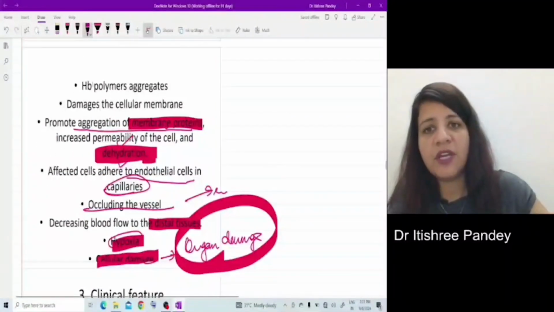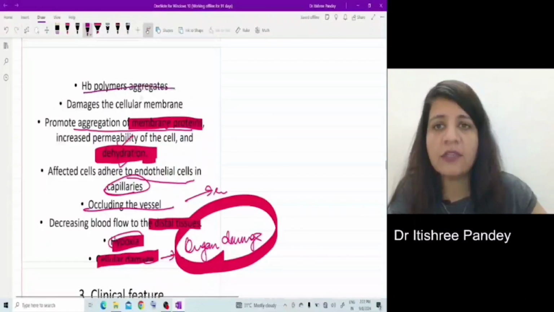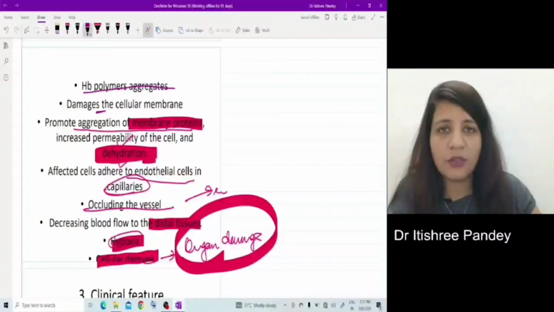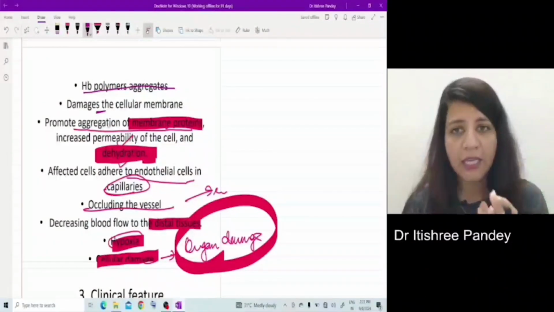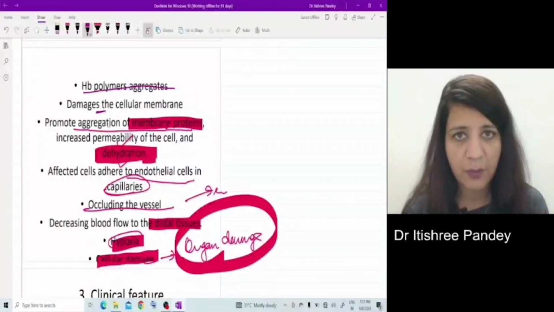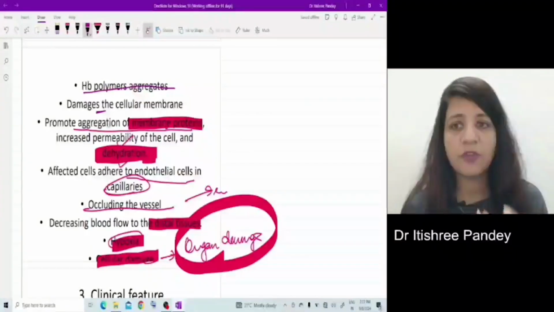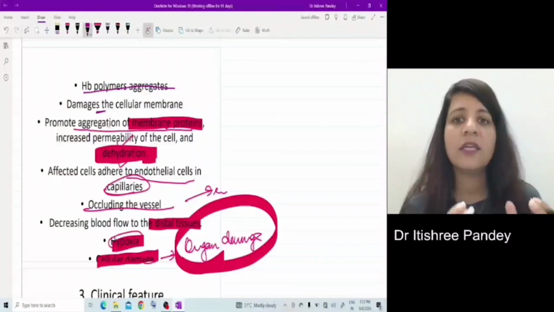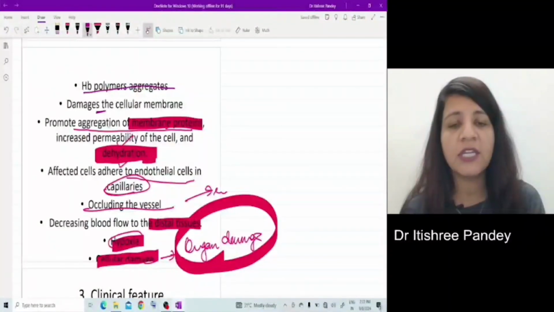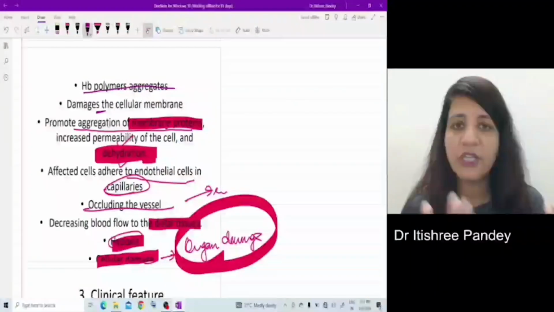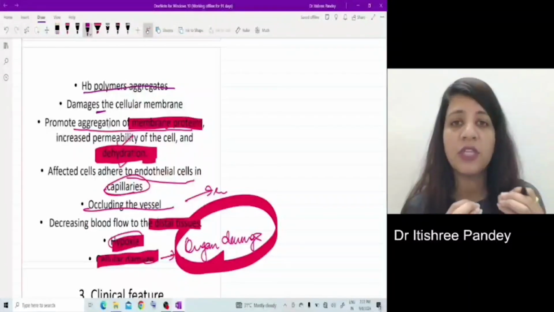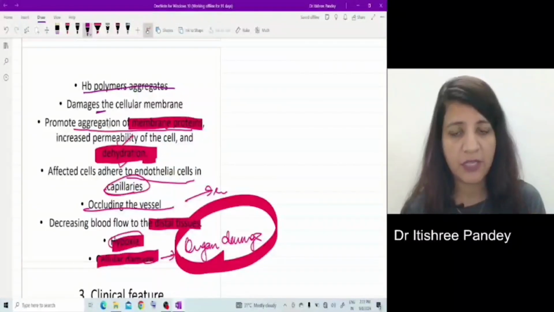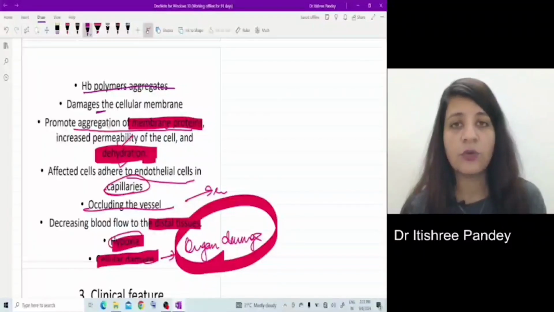Now this polymerized hemoglobin aggregates and it damages the cellular membrane. Now that the sickled RBC is in the blood, they aggregate together and damage the cellular membrane. And due to the damage of the cellular membrane, there is aggregation of the membrane protein and cell permeability increases, leading to dehydration. And this affected cell will adhere to the endothelial cell in the capillaries, thus occluding the blood vessel.